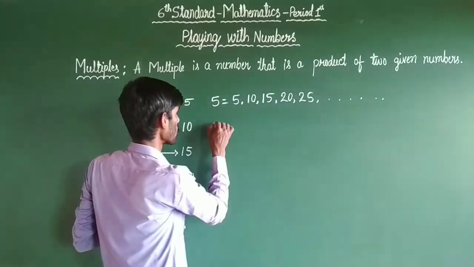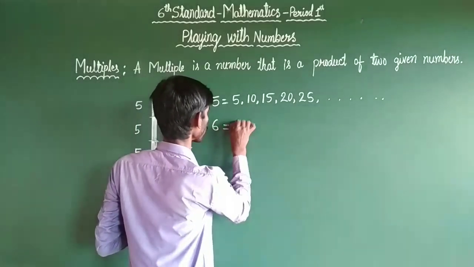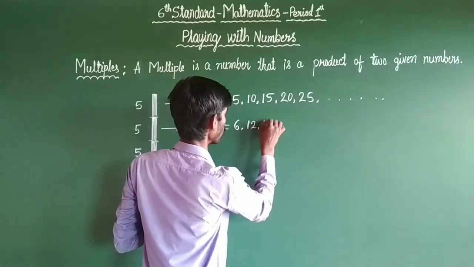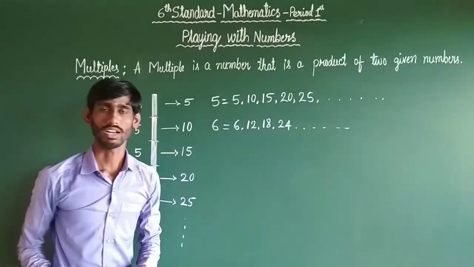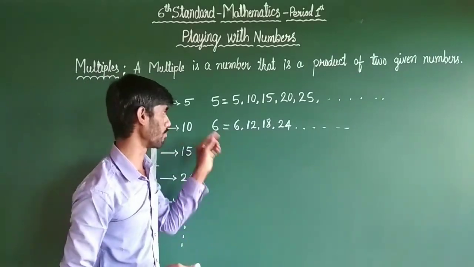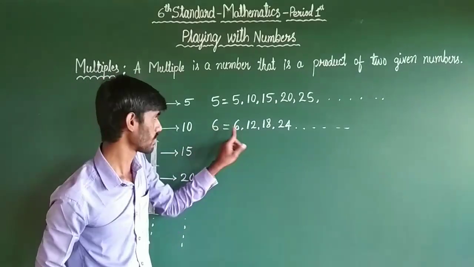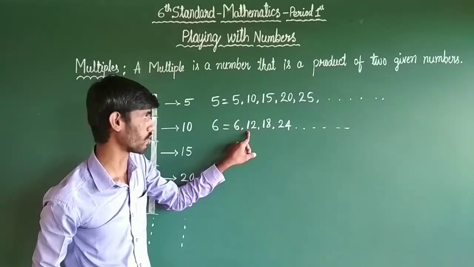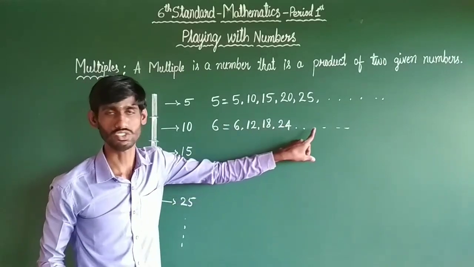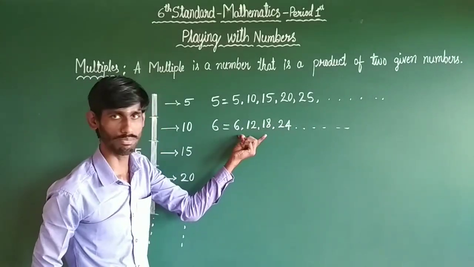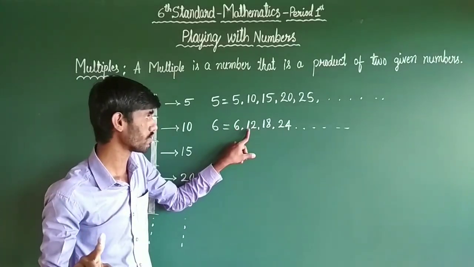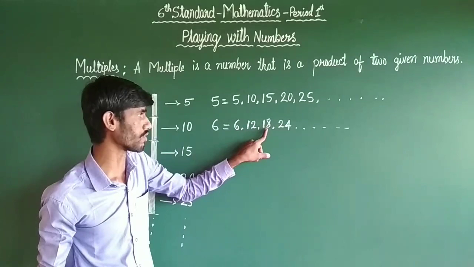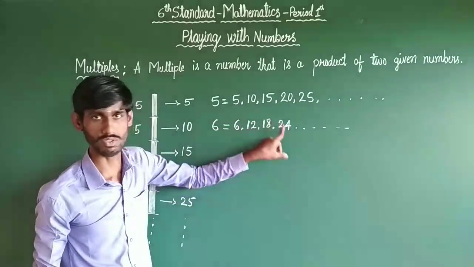Let us take the table of 6. Write the multiples of 6. I mean, write the table of 6. 6 1 ja 6, 6 2 ja 12, 6 3 ja 18 and so on. Are you clear? How is it possible? 6 1 time is equal to 6. 6 2 times is equal to 12. 6 3 times is equal to 18. 6 4 times is equal to 24.